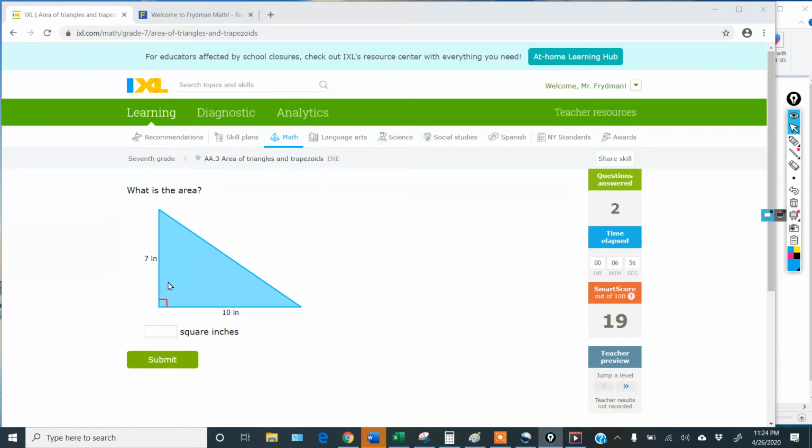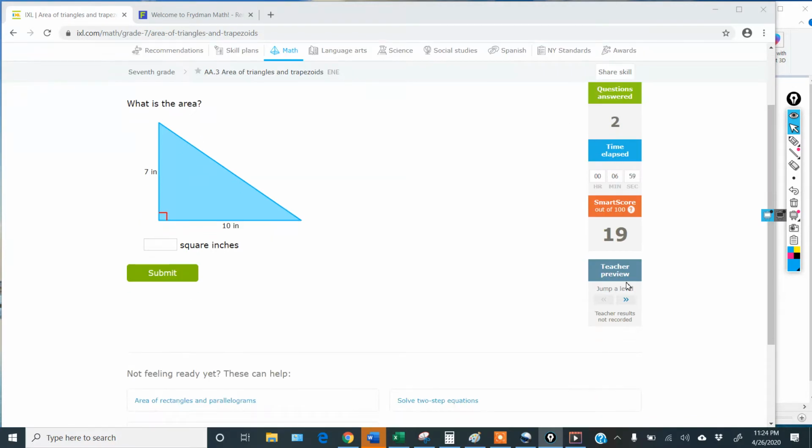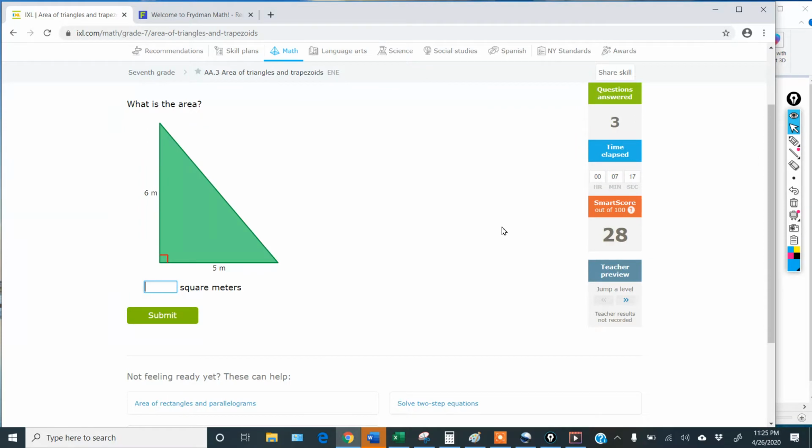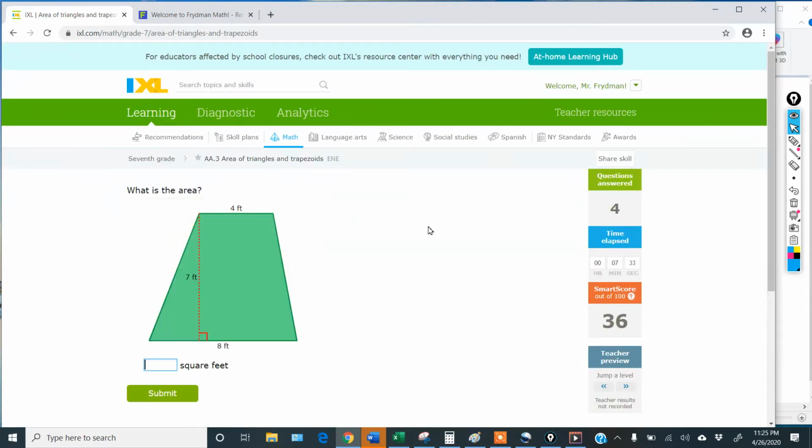What is the area of this triangle over here? Okay, so again, that's a triangle. So again, it's just going to be 10 times 7, which is 70, divided by 2, which is 35. Okay, it's giving me another triangle. I wonder if this level is all triangles. This would be 5 times 6 is 30, and 30 divided by 2 is 15. I'm going to press submit one more time, and if it gives me another triangle, okay, here we go, trapezoid.